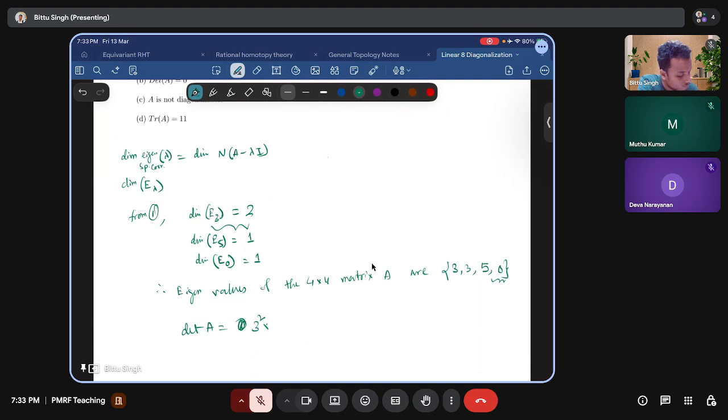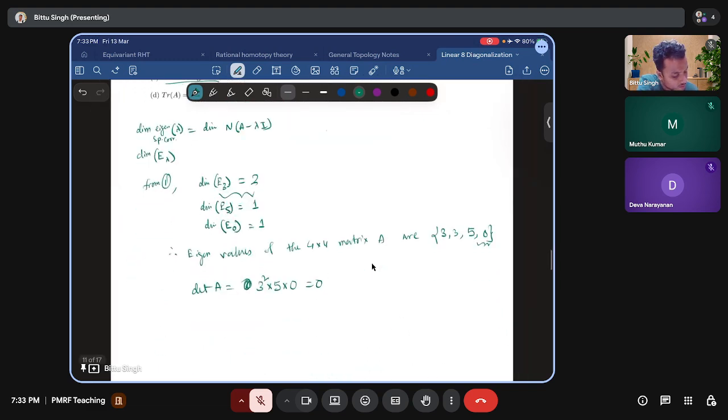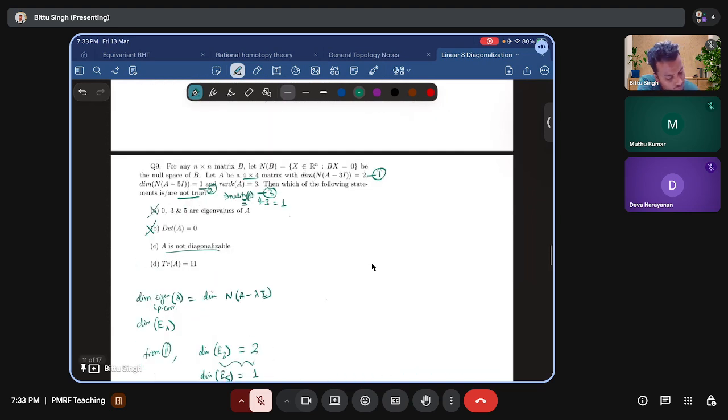We are doing this multiplication of eigenvalues, so that is 0. So determinant 0, this is also correct, so we need to delete. Now A is not diagonalizable and trace is 11, so let us find the trace. Trace of A is the sum of eigenvalues, so 3 appears twice, 2 times 3 plus 5 plus 0, which is 11. So this is also true, so we'll discard it.